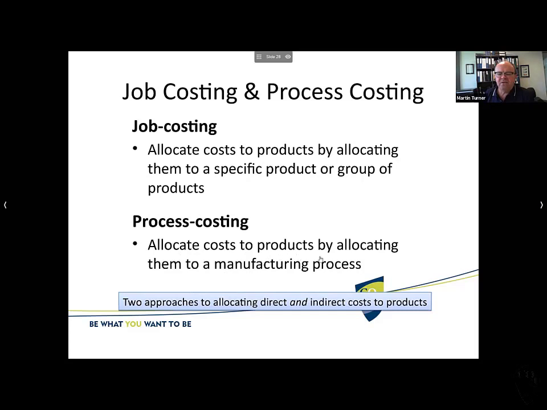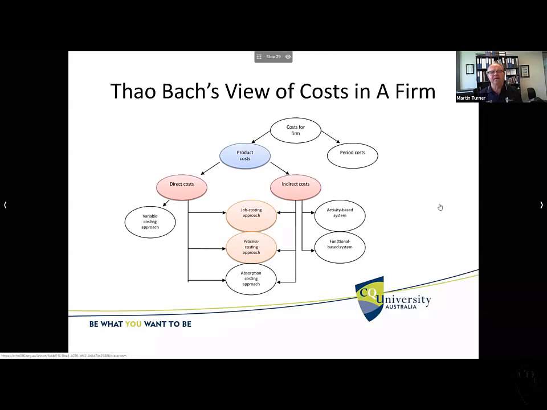Process costing, you allocate costs to products by allocating them to a manufacturing process. Again, that can also be in the service area. So the costs get allocated to the products by first allocating them to a process, which the products then go through. Two approaches to allocating direct and indirect cost to products. That's the important point. Job costing and process costing relate to allocating both direct and indirect costs. You see how Thao's got that in there? She's got arrows to both. Direct and indirect costs, job costing and process costing approach.